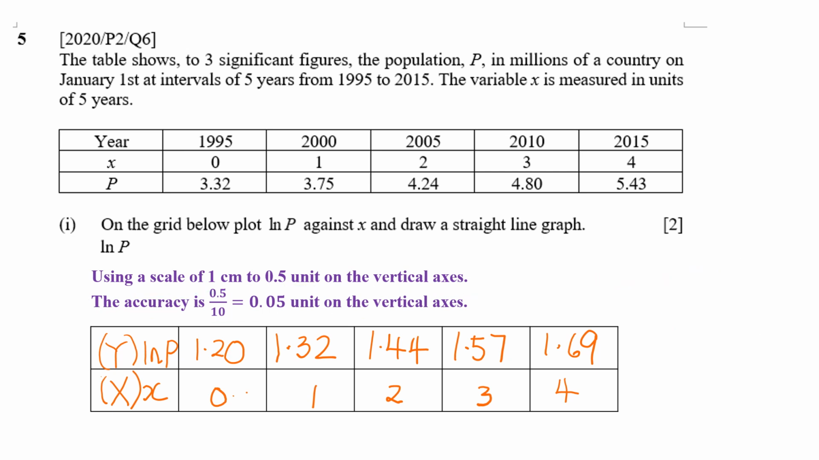Okay. So we need to generate a new table again. Basically, you just take ln 3.32. ln 3.32 will give you 1.20. ln 3.75 will give you 1.32. ln 4.24 gives you 1.44, and so on and so forth. Express your answer to 3 significant figures. The x, of course, you leave it as 0, 1, 2, 3, 4.